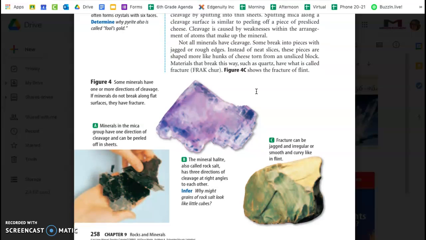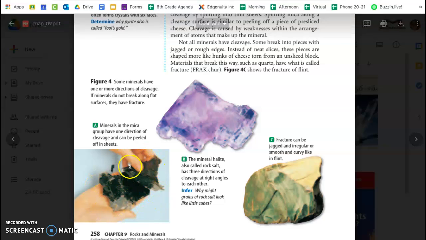Cleavage and fracture are two words that describe the way a mineral breaks, or what's sometimes called a mineral's breakage pattern. Some minerals, like mica in picture A, or this halite rock salt in picture B, will break naturally in smooth, flat surfaces. This halite is breaking smooth and flat in one direction. Sorry, that's mica. This mica is breaking smooth and flat in one direction. This halite over here, it's breaking in more of a cube shape.